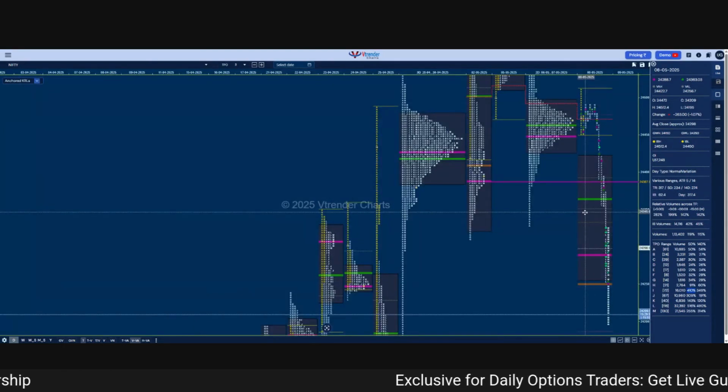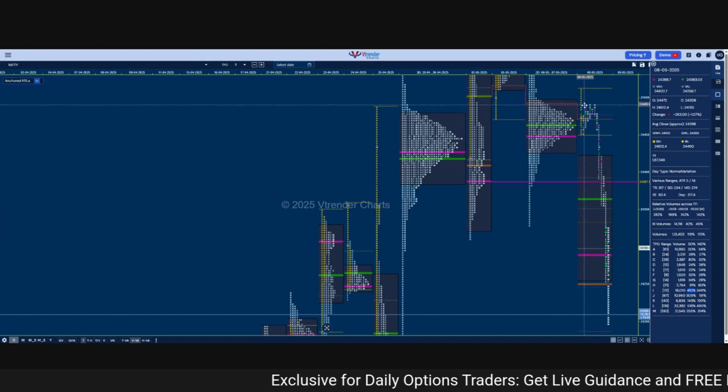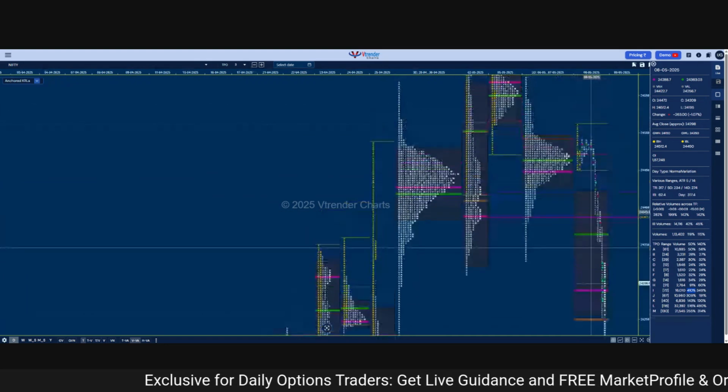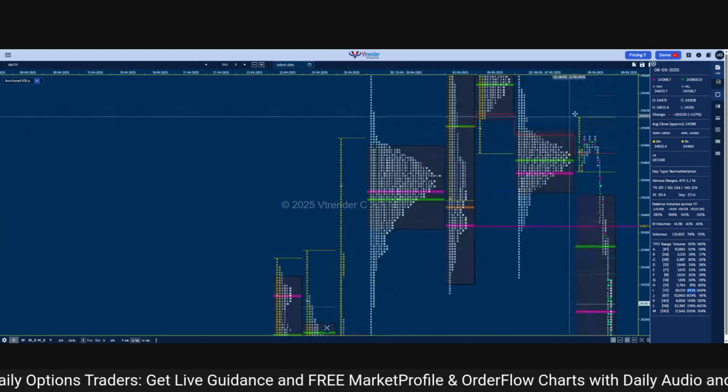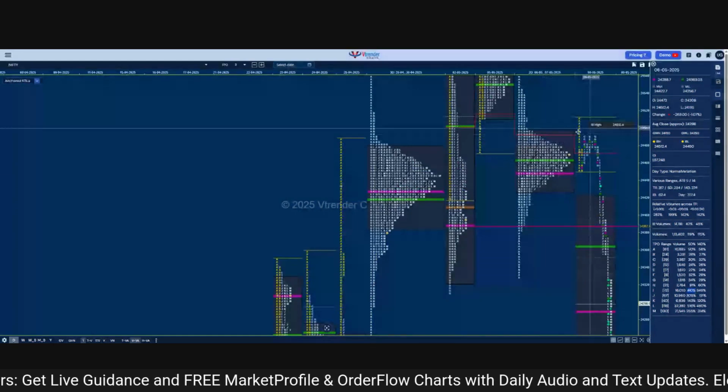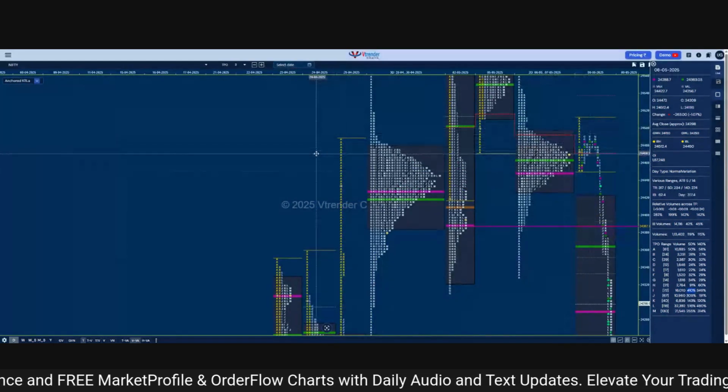Why was it a trend day? Because we had this initiative selling tail, and it gave us an important cue, because it was telling us that this probe above value area high is rejected. It has failed. So from failed moves come fast moves.